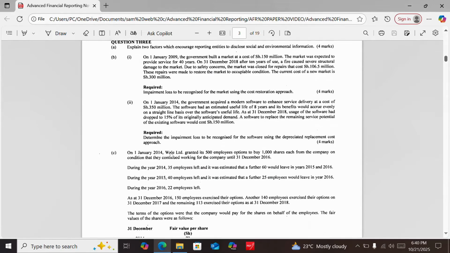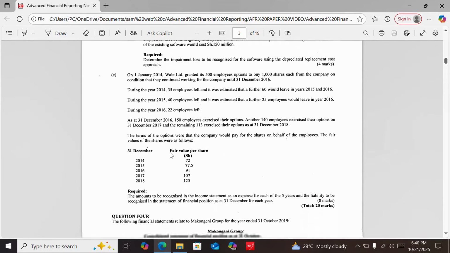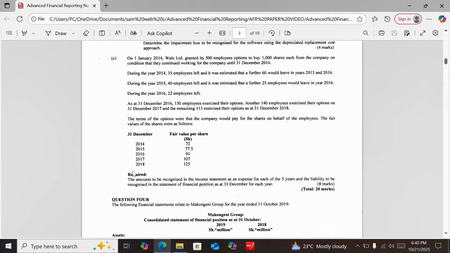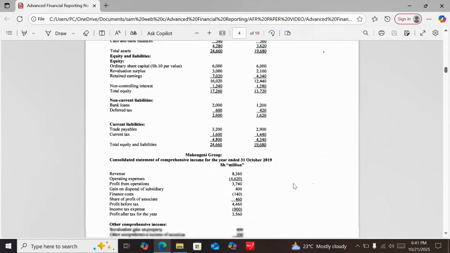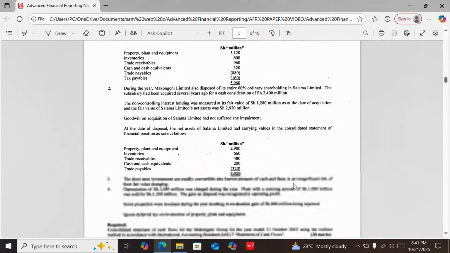Then part C required the amount to be recognized in the income statement as an expense for each of the 5 years and the liability to be recognized in the statement of financial position as at that 1st December for each year. So this was a question on employee benefits. Then question 4 was a question on cash flow, on group cash flow.